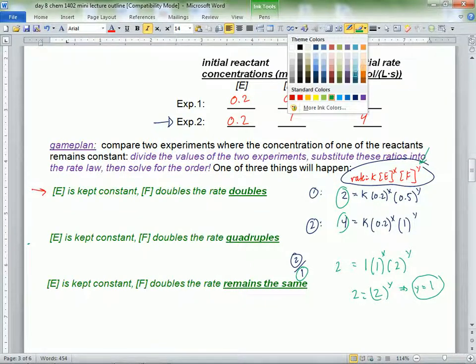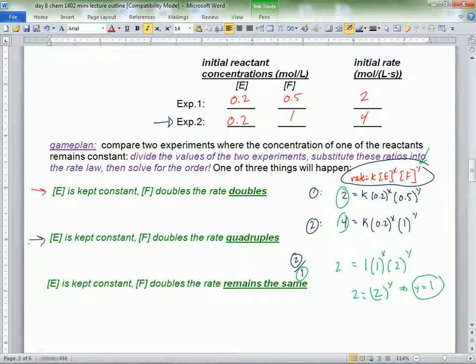Let's try this case, where E is kept constant, F doubles, and the rate quadruples. So E is kept constant, so I can just leave those 0.2s in there, right? Because the E is kept constant. F doubles, so let's take it from 0.4 to 0.8. It doubles. My rate has to quadruple. So 0.25 times 4 is 1. All right, that'd be quadrupling the rate.